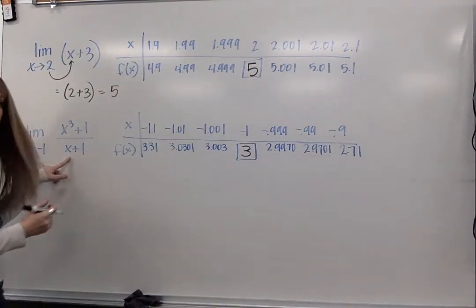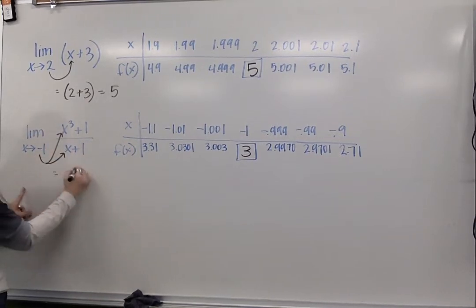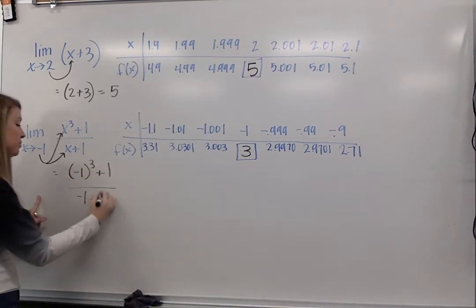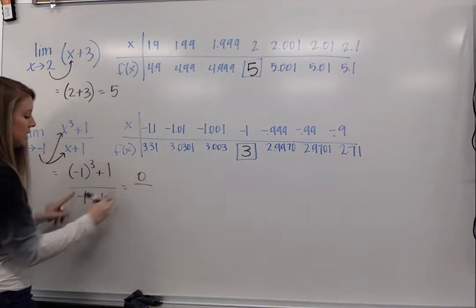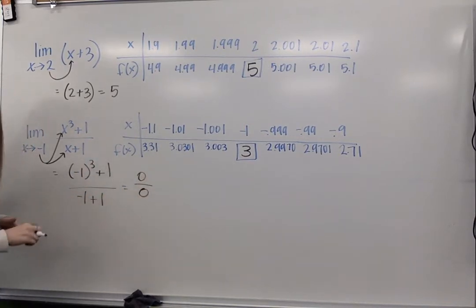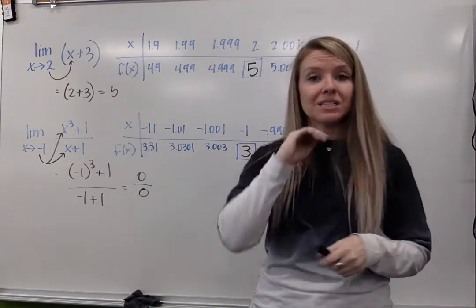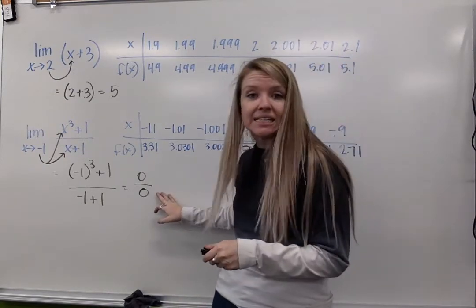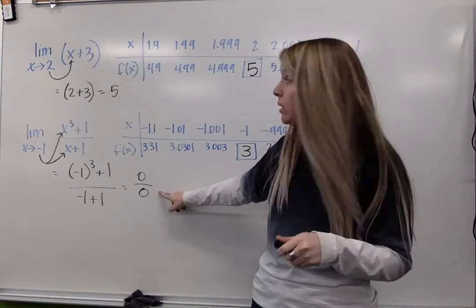If I use that same approach on my second example, if I simply plug in my negative 1 into my x's, I'm going to get (negative 1 cubed plus 1) over (negative 1 plus 1). Negative 1 cubed is negative 1, plus 1 is 0. Negative 1 plus 1 is 0. So in that case, when I plug in my negative 1, 0 over 0, we've got a problem, okay? This is an indeterminate form. I've got to do more work to solve this one.